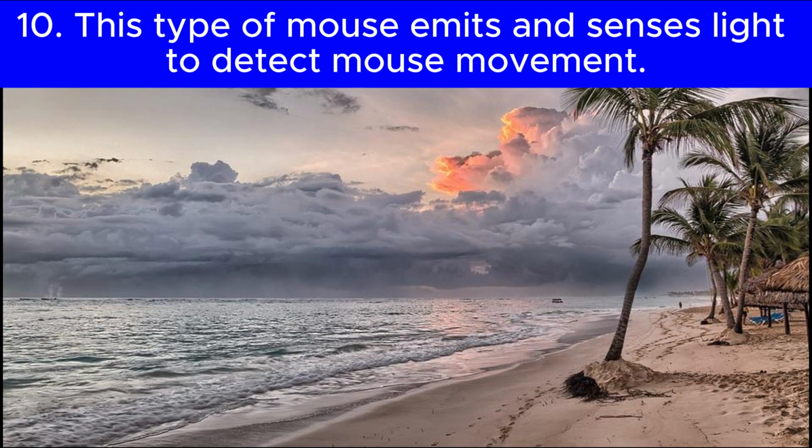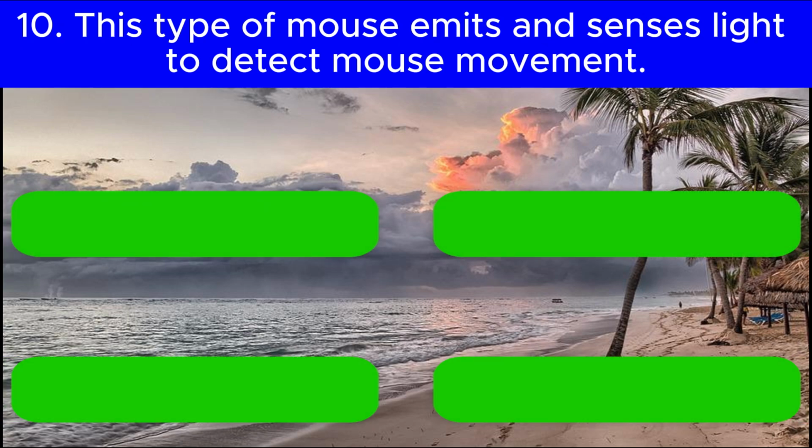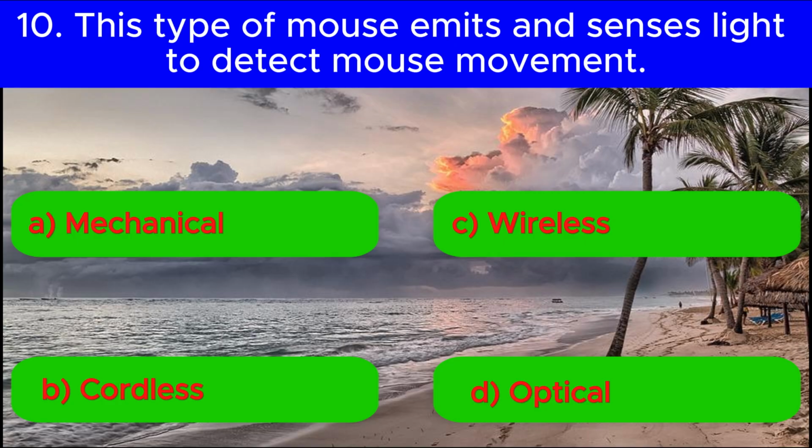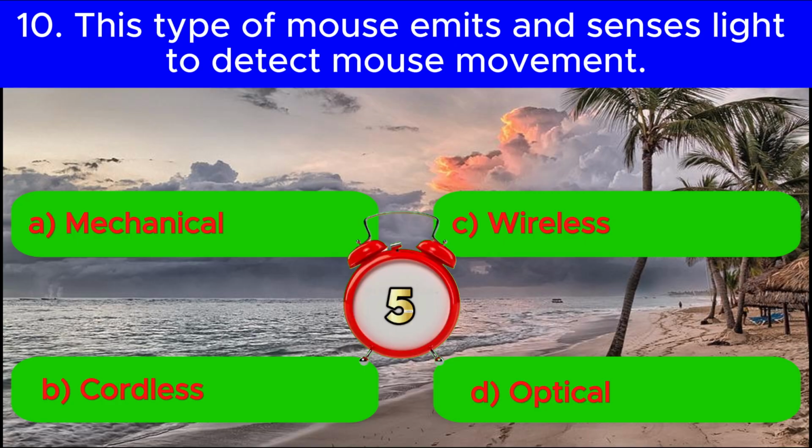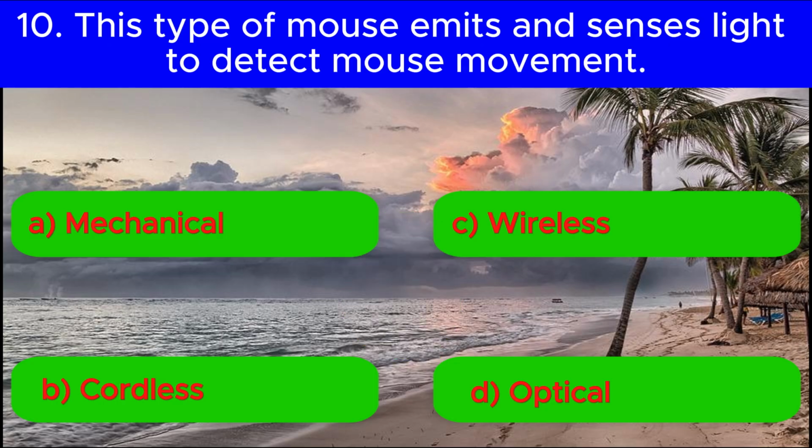10. This type of mouse emits and senses light to detect mouse movement. A. Mechanical. B. Cordless. C. Wireless. D. Optical. And the correct answer is D. Optical.